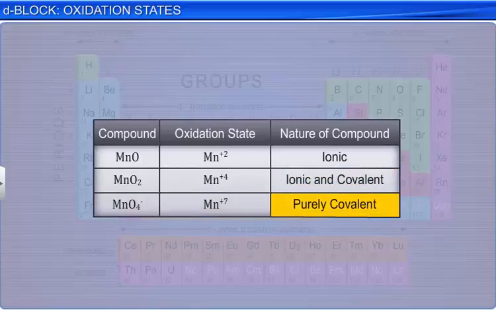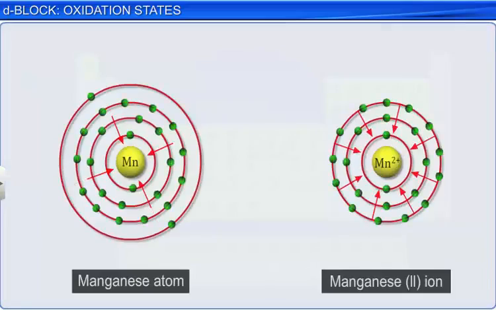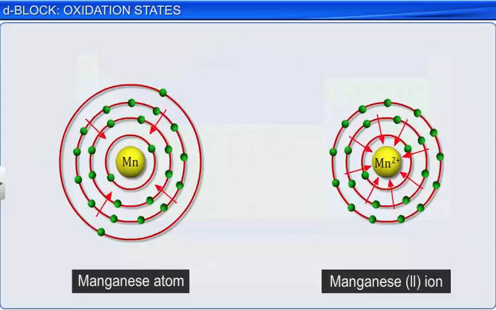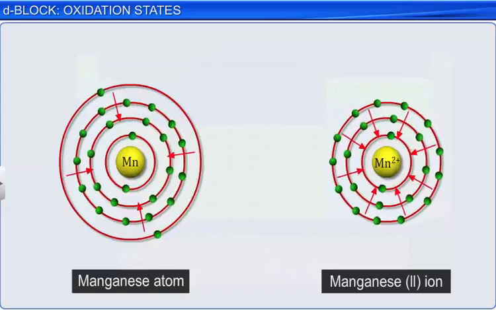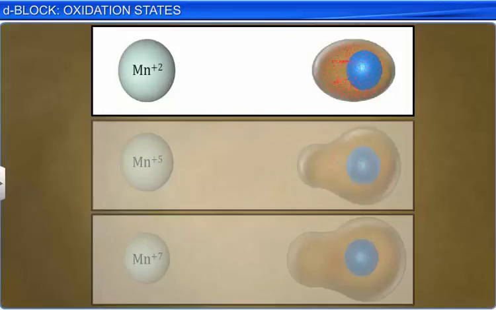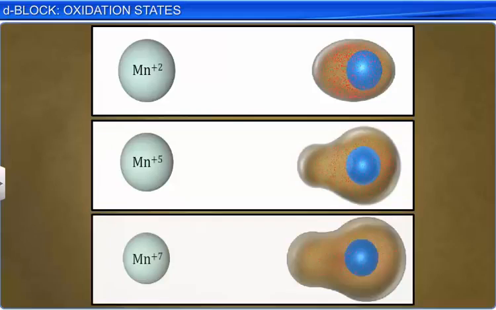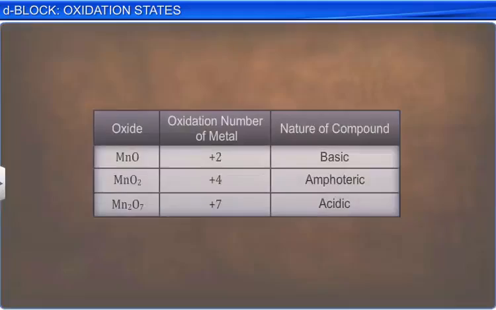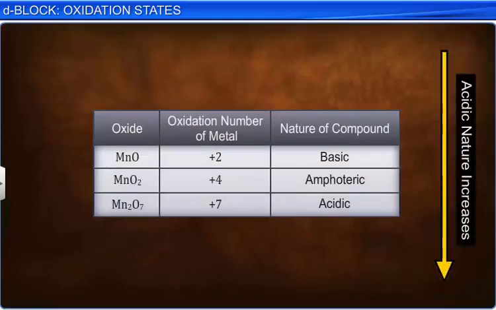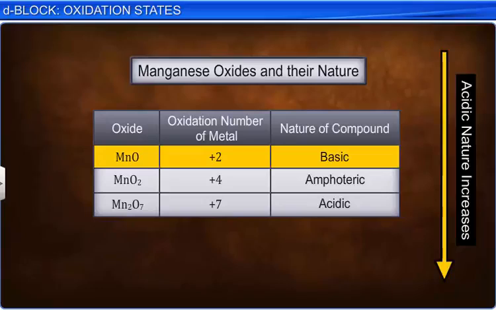As the oxidation state of the transition metal increases, the charge density on the metal also increases. This results in an increase in the polarization of the anion charge cloud by the metal, and hence, the covalent character increases. The acidic nature of the oxides increases with an increase in the oxidation state of the transition element. For example, manganese(II) oxide is basic. Manganese(IV) oxide is amphoteric, while manganese(VII) oxide is acidic in nature.